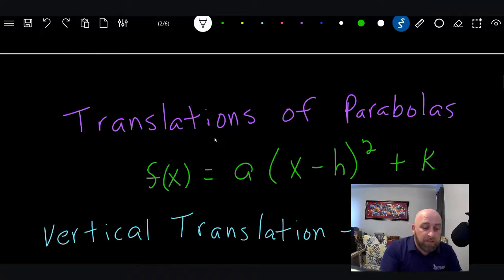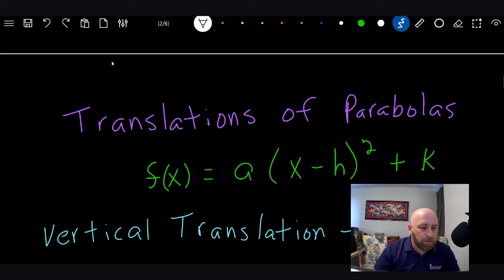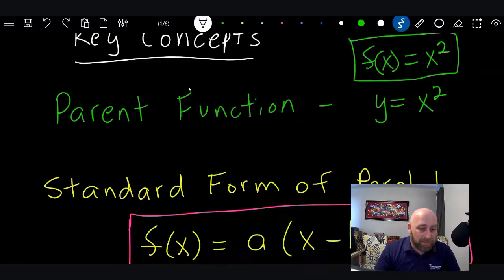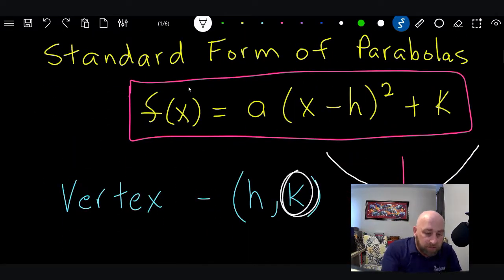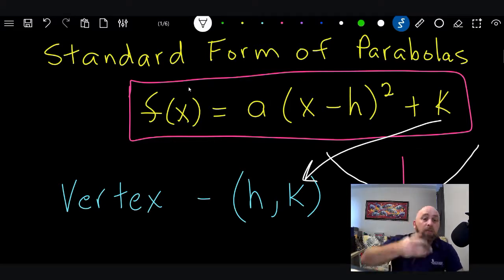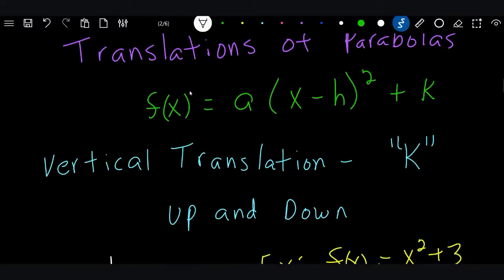So let's go back to the standard form of the parabola. I have it written right here. I have it written several times throughout this lesson so you can remember it. Which one did we say was the y-axis? This one, the k, was the y variable, right? Because this is where the vertex is. So if the k is 0, then the vertex is going to be at 0 on the y-axis. If the k is 5, then we're going to move the parabola up 5 spaces. So the vertical, the k, moves it up and down.